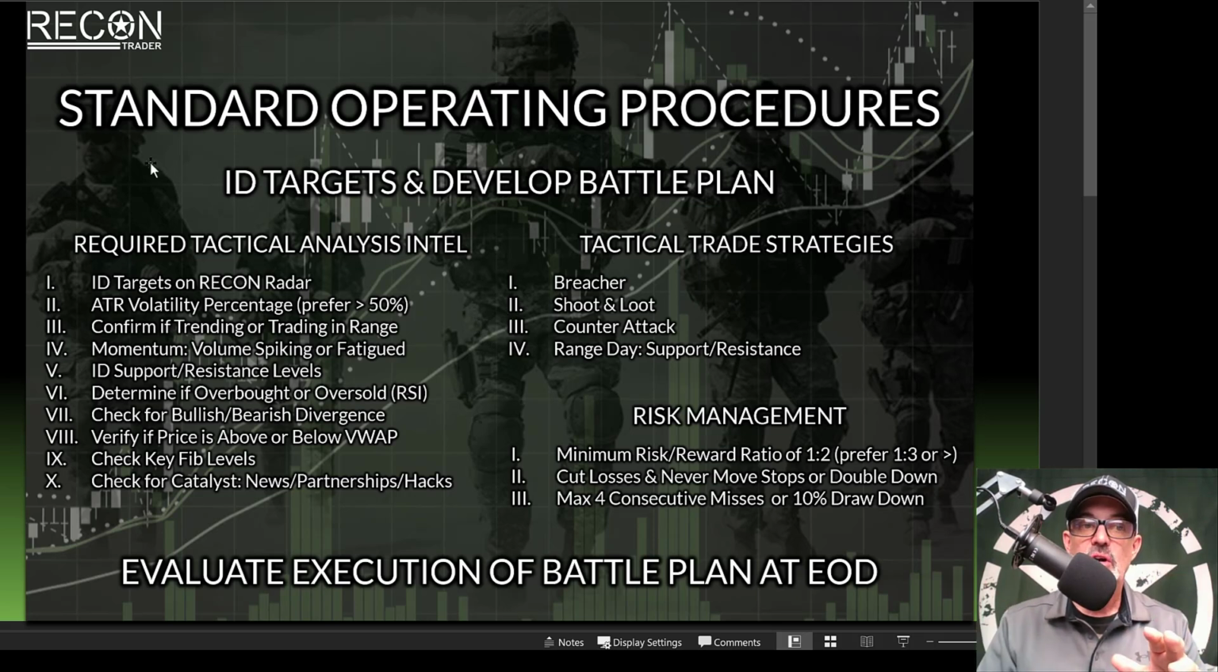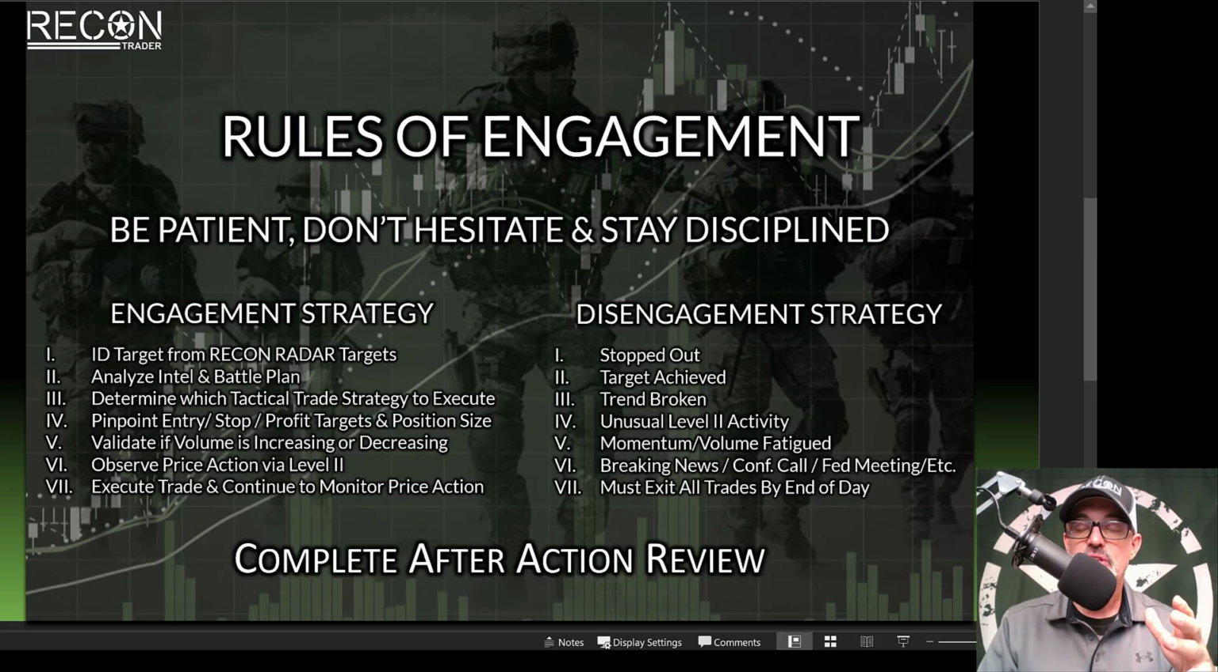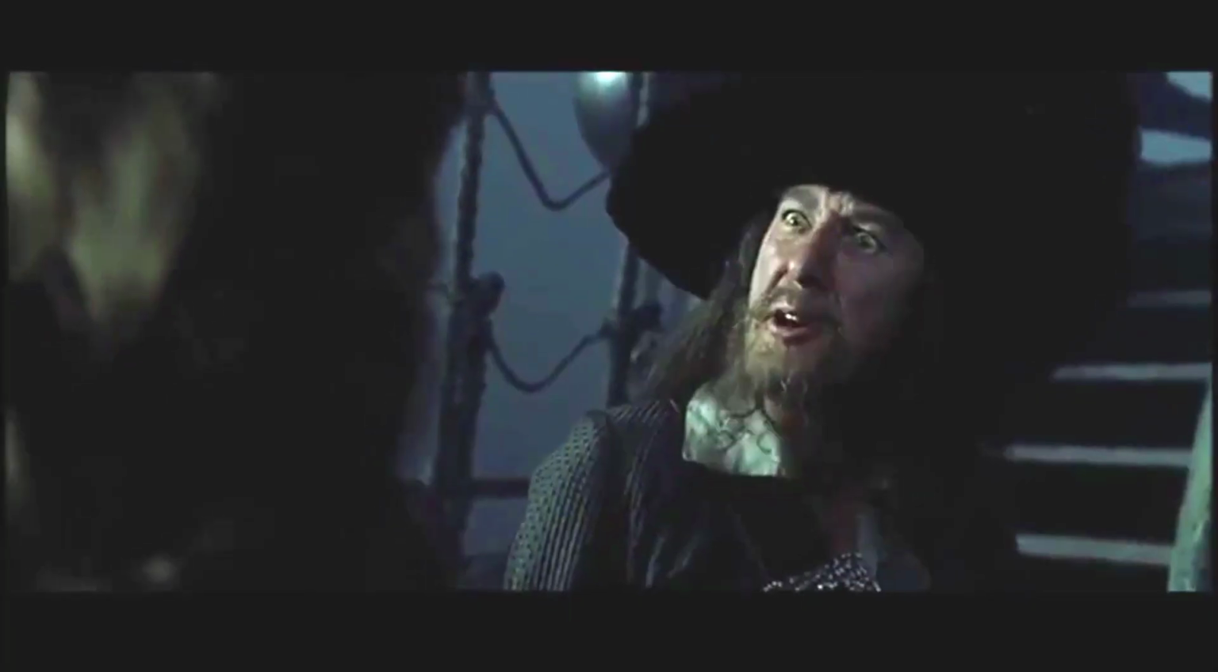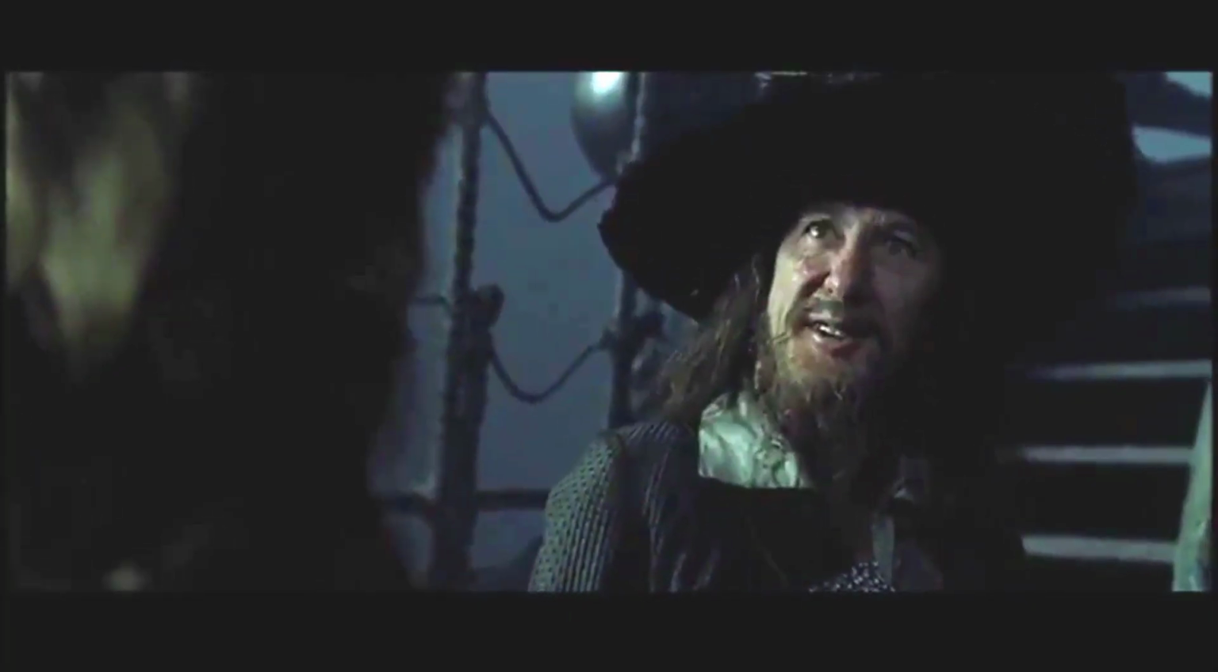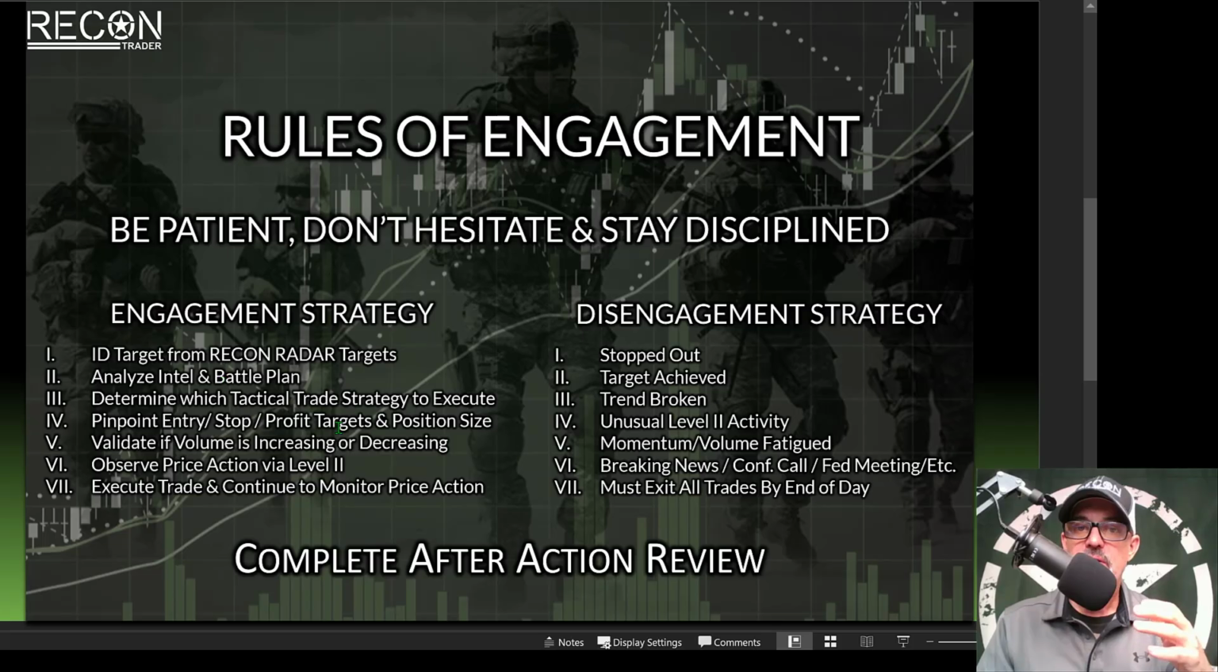Now, once I've ID'd a target, I need to jump over to my rules of engagement. The code is more what you'd call guidelines than actual rules. And these are basically guidelines before I actually pull the trigger. So I've ID'd my target from the RECON radar. I've analyzed the intel that we discussed earlier on the battle plan. I determine which tactical trading strategy to execute, whether it's shoot and loot or the breacher. Now I need to pinpoint my entry, my stop loss, my profit targets, and my position size.